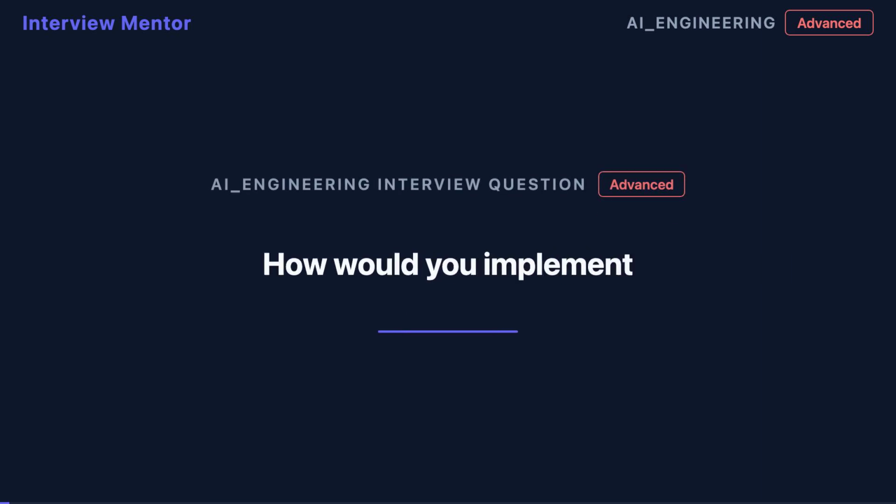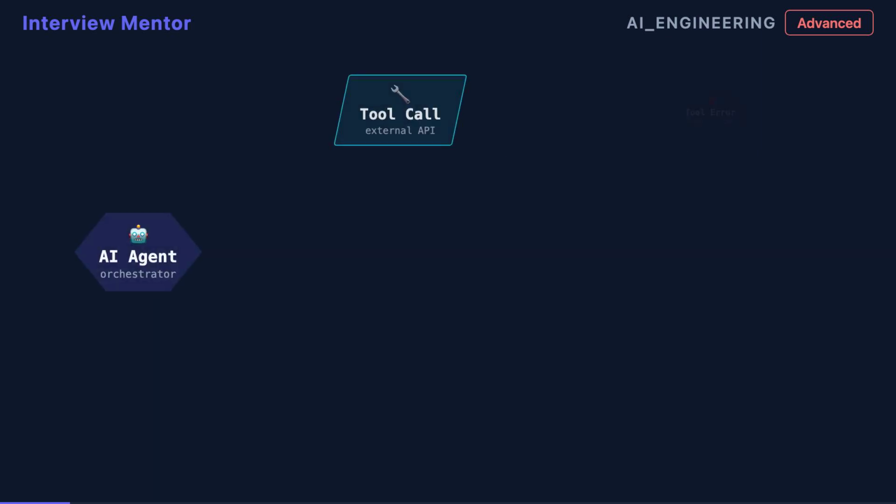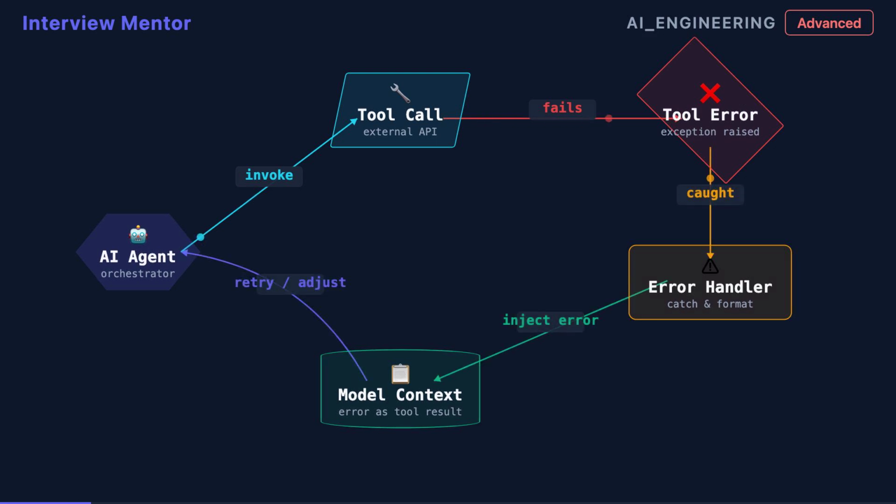What happens when your AI agent's tool call fails. Most agents just crash. But that's a design flaw, not a feature. The first instinct is to halt on failure. But a robust agent treats tool errors as information.